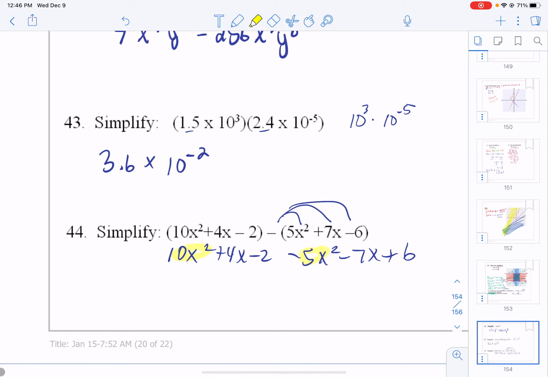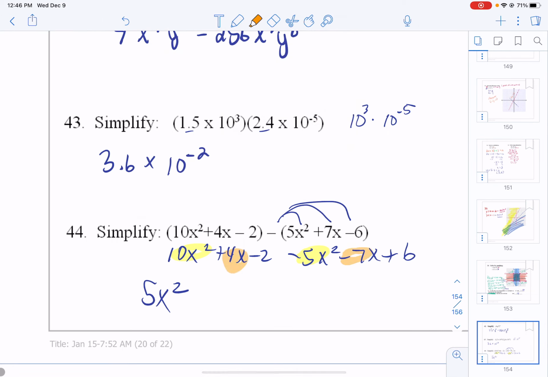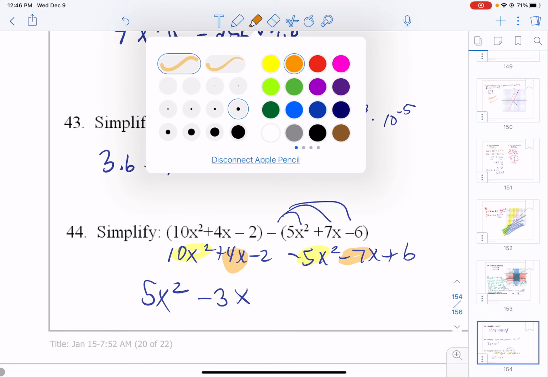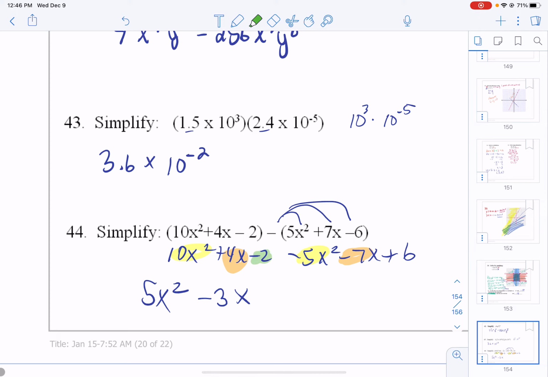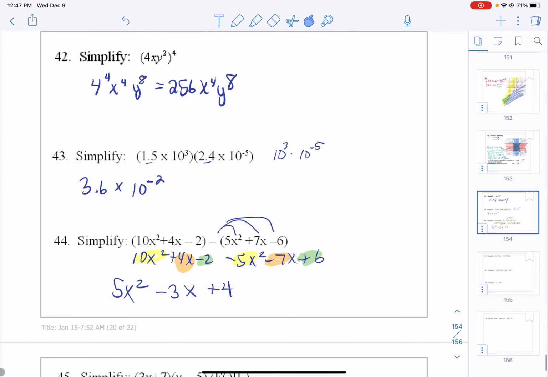The x squareds are like terms. 10x squared minus 5x squared is 5x squared. The 4x and the negative 7x are like terms. 4x minus 7x is negative 3x. And then finally, negative 2 plus 6 are like terms. Negative 2 plus 6 is positive 4. So there is 42, 43, and 44.